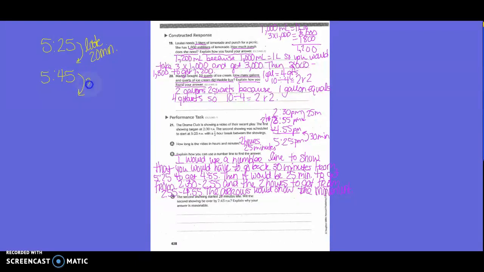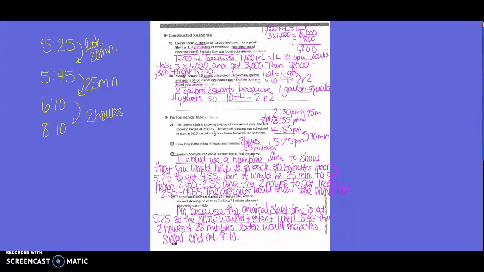So if I go my 25 minutes here, that puts me at 6:10. And then I need my 2 hours still, which would put me at 8:10. No, because the original start time is at 5:25, so the show wouldn't start until 5:45, then 2 hours and 25 minutes later would make the show end at 8:10.